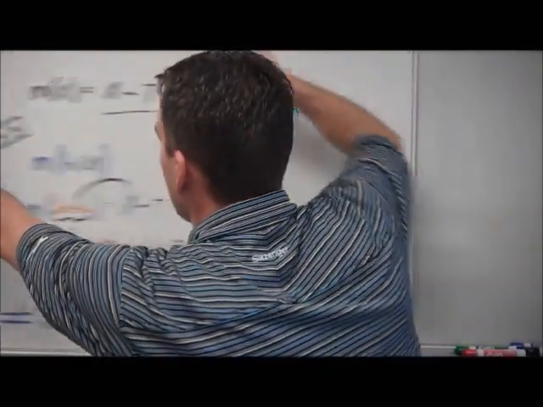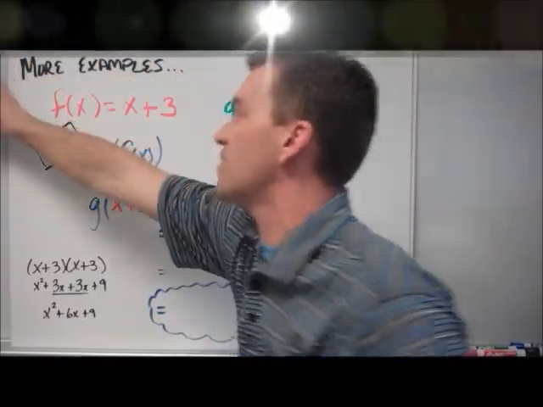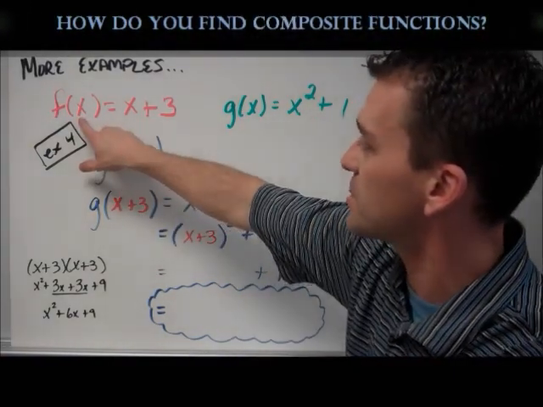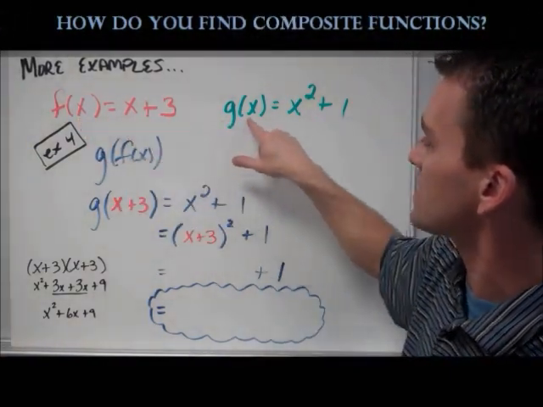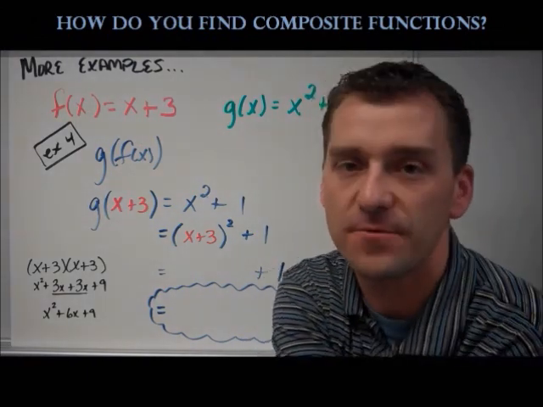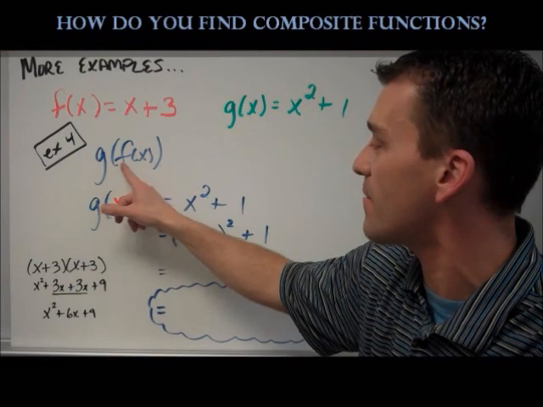A little bit more to help make some more sense of this. I'm going back to the original functions, a little bit more intense question. The f of x function, if you remember, was x plus 3. The g of x function was x squared plus 1. Now, I'm asking you to find the composite function of g of f of x.